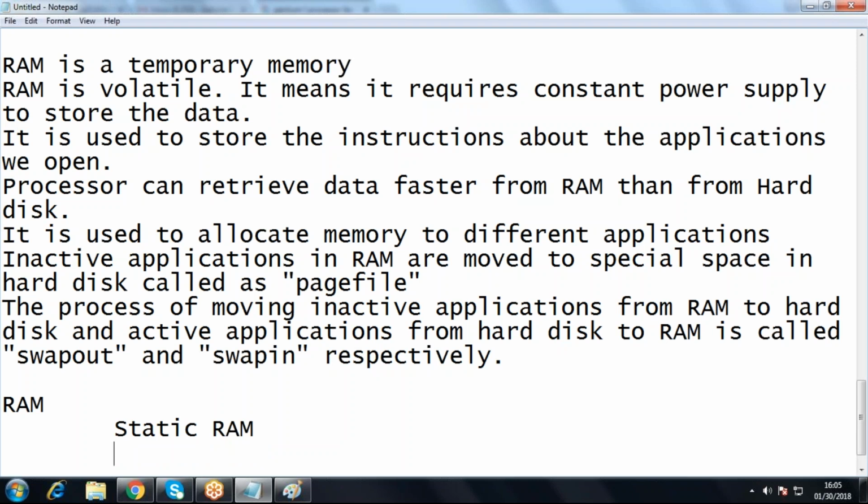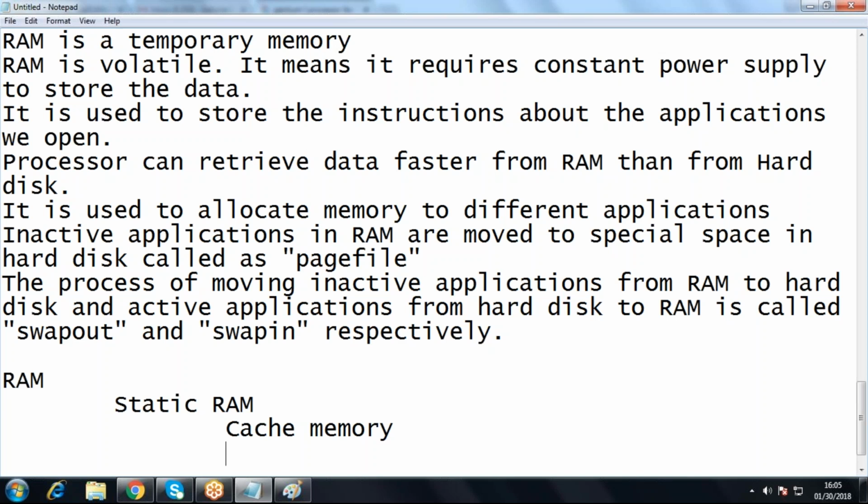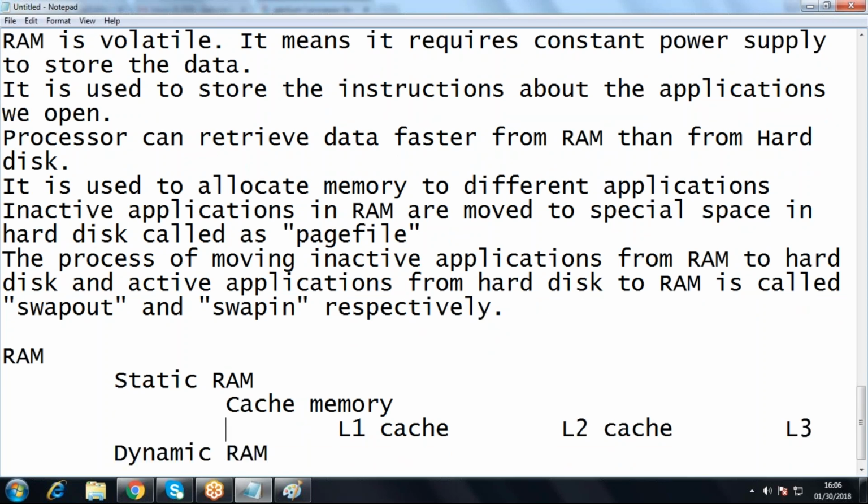An example of static RAM is cache memory. Cache memory comes under static RAM. Now in cache memory, you have three levels: L1 cache, L2 cache, and L3 cache.